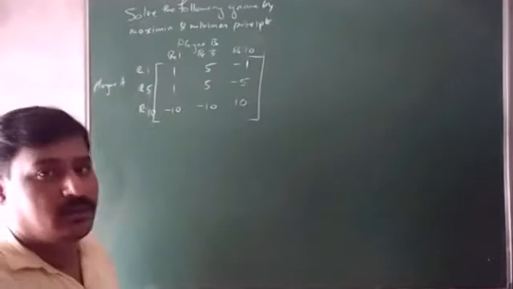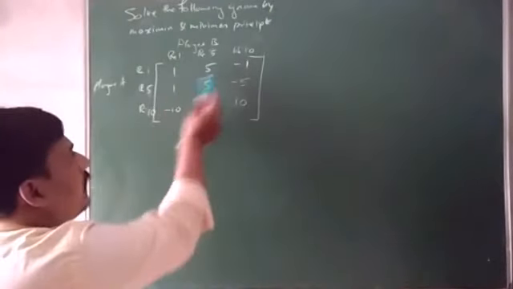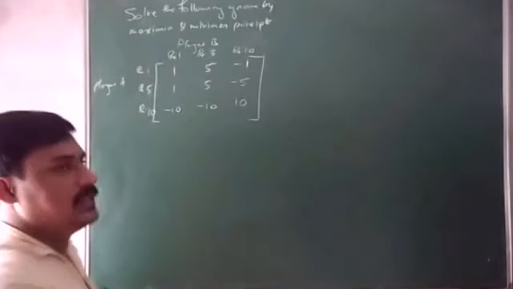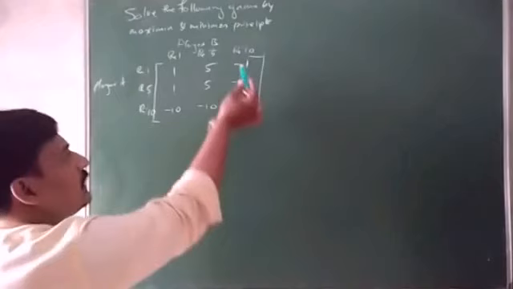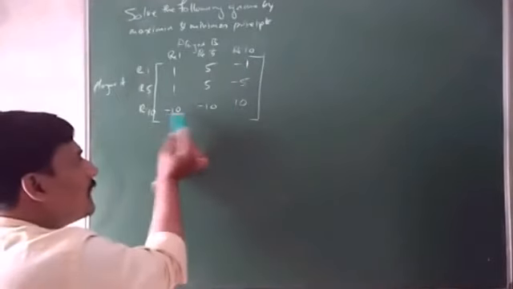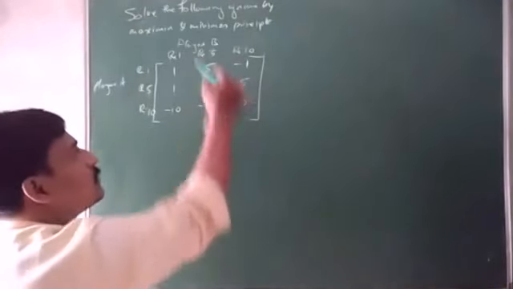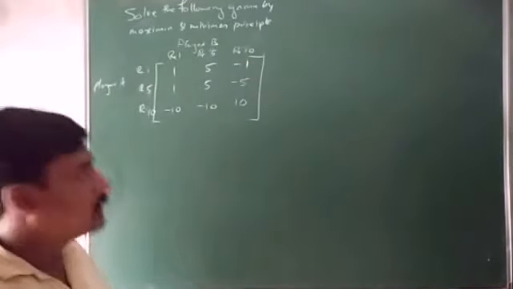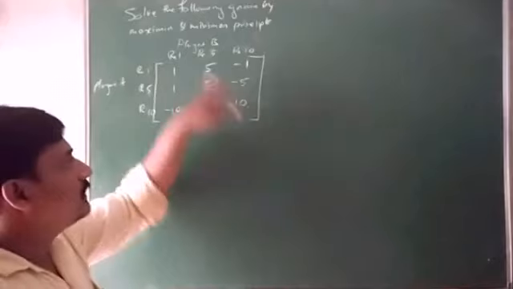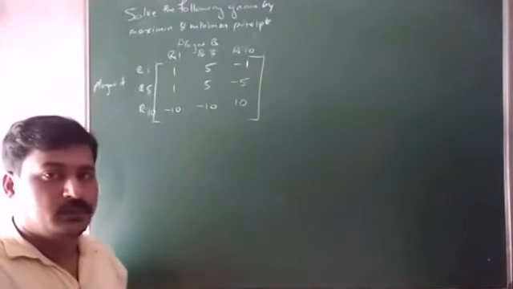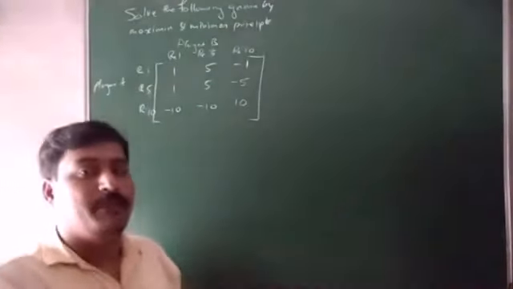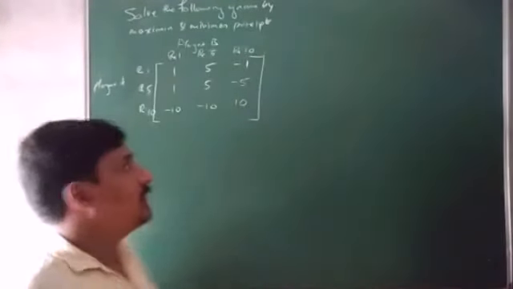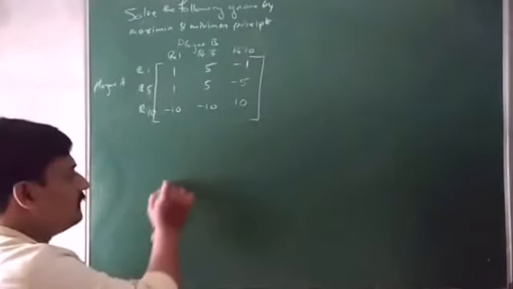The payoffs are 1, 5, 1, 5. So this much amount A will get here, and the figures in negative: -1, -5, -10, -10. This much amount he has to pay to player B if he loses the game. If he wins, he may get any of these amounts. Now, Maximin and Minimax principle is asked. So first, Maximin.